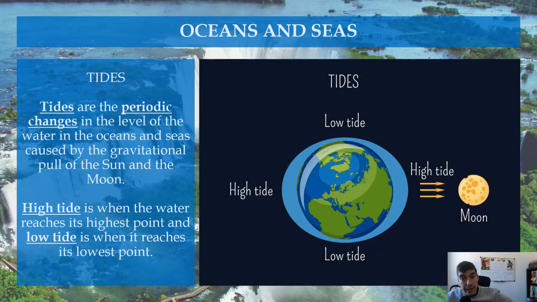The tides, las mareas, are the periodic changes in the level of the water in the oceans and the seas, and this is caused by the gravitational pull of the sun and the moon. We have high tide and low tide, marea alta, marea baja. High tide is when the water reaches its highest point, and low tide when it reaches the lowest point.